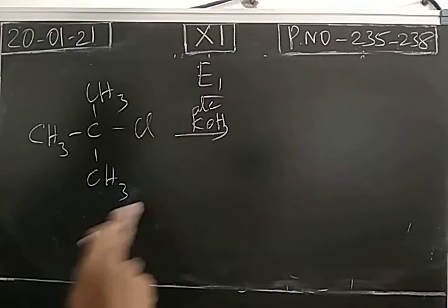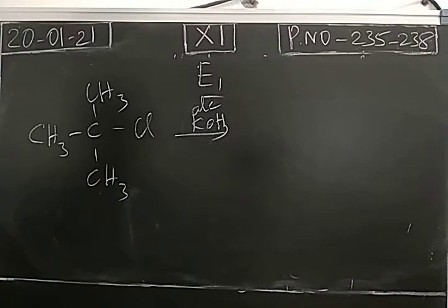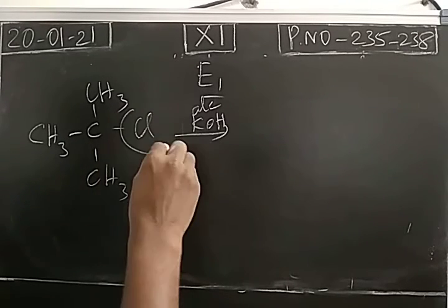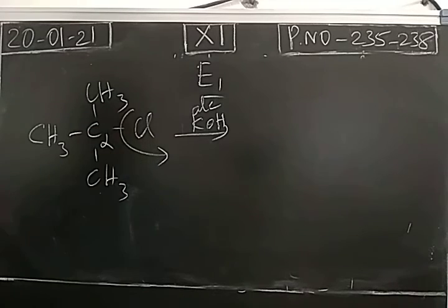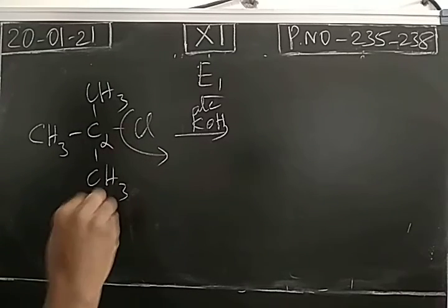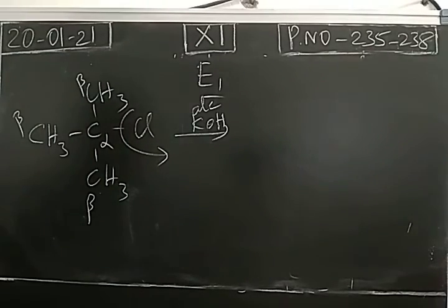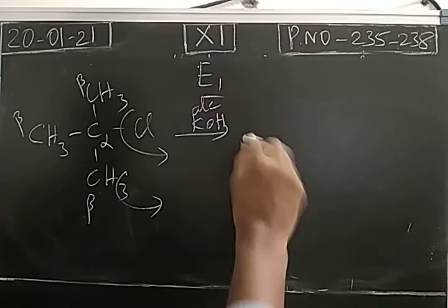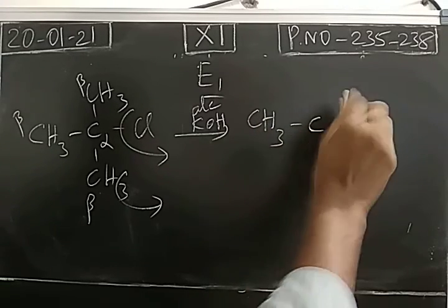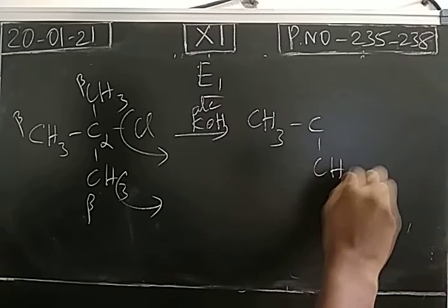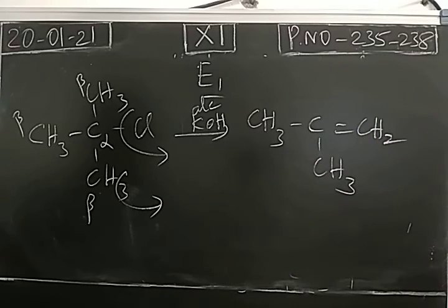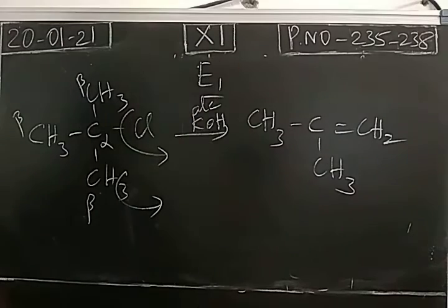Alkyl halide involves beta elimination in the presence of alcoholic potassium hydroxide. Halogen will leave from the alpha carbon and we have different beta positions. 3 beta carbon atoms are present and the hydrogens are beta hydrogen atoms. So any one hydrogen from the beta carbon will leave. So we will get an alkene. Isobutylene will be the product. IUPAC name 2-methylpropene. So this is an elimination reaction. It is following the E1 mechanism.